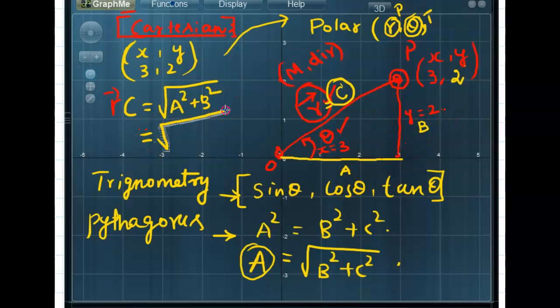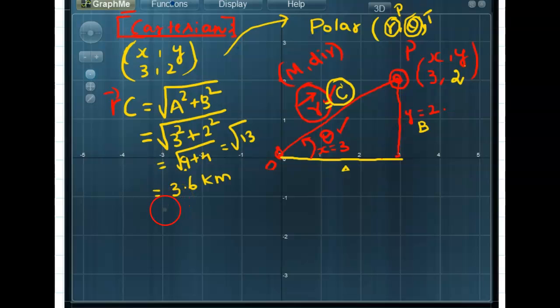Now what is the value of a? A is here 3 units, so 3 square. So what is the value of b? The value is 2 square. So if you find the answer, it will be 9 plus 4, square root of 13. So what is the value of square root of 13? The value is 3.6 kilometers. This is the position vector r.